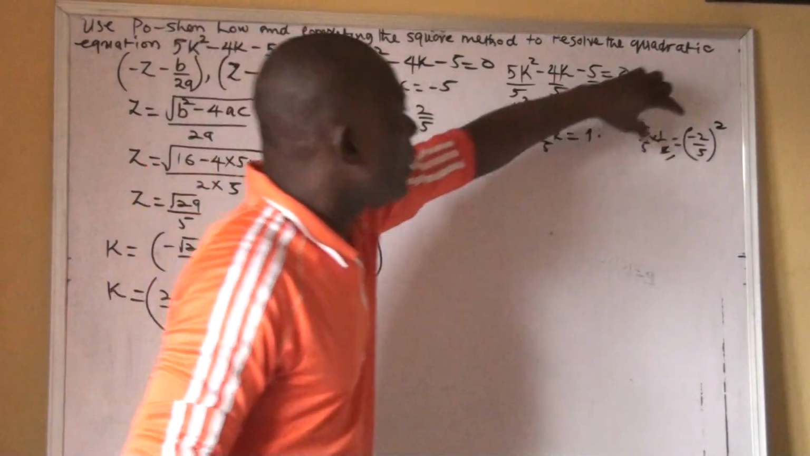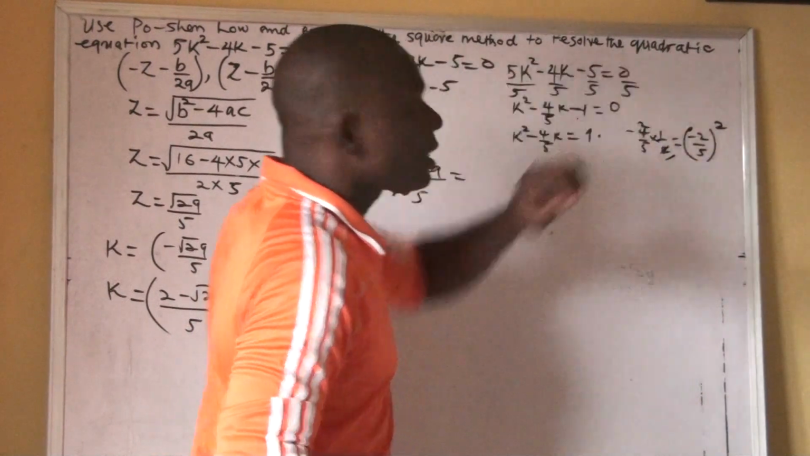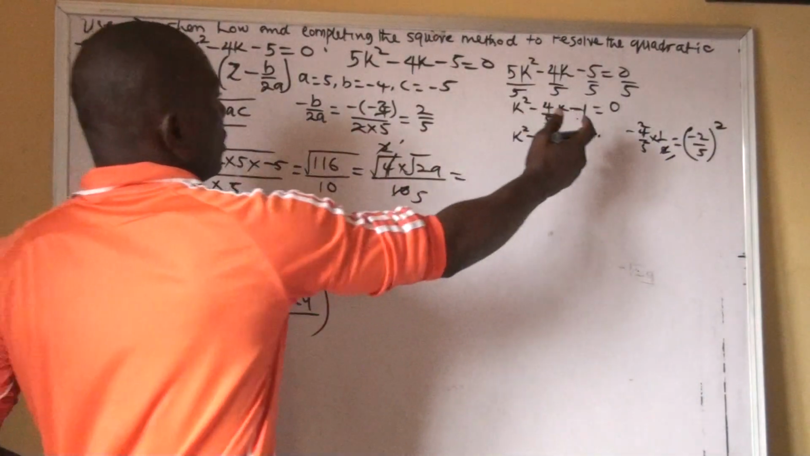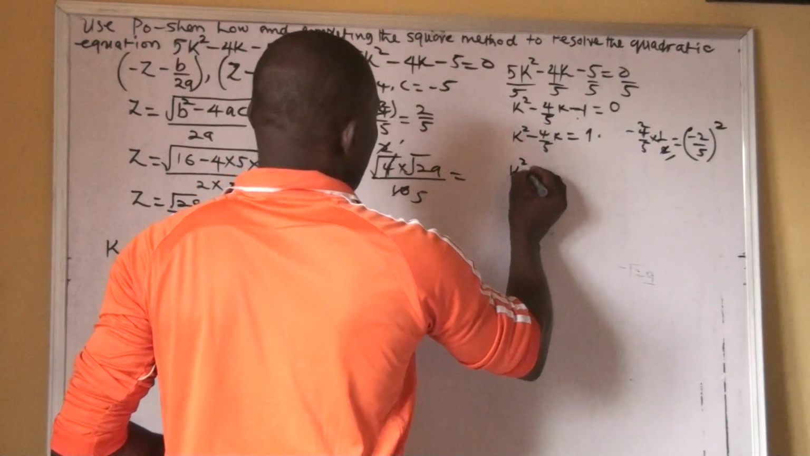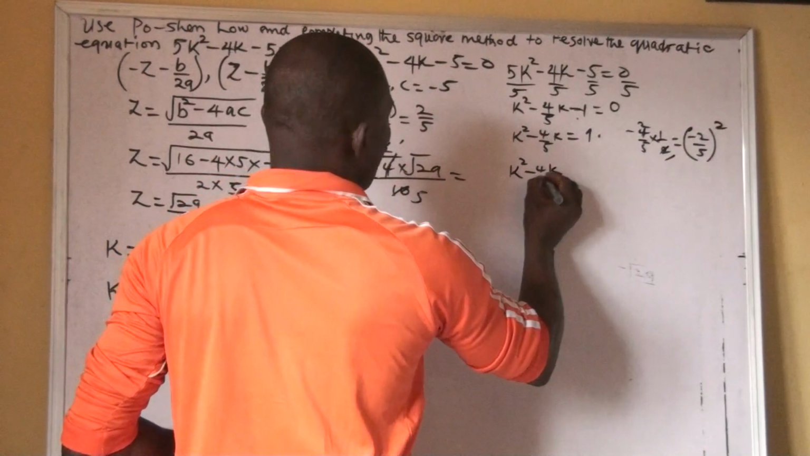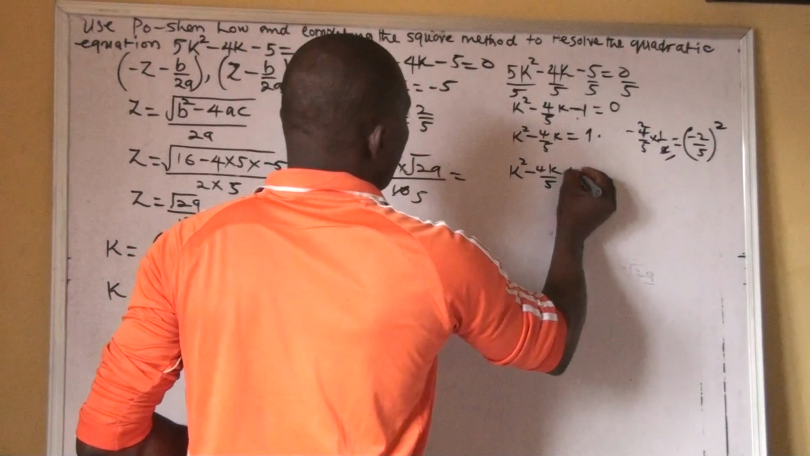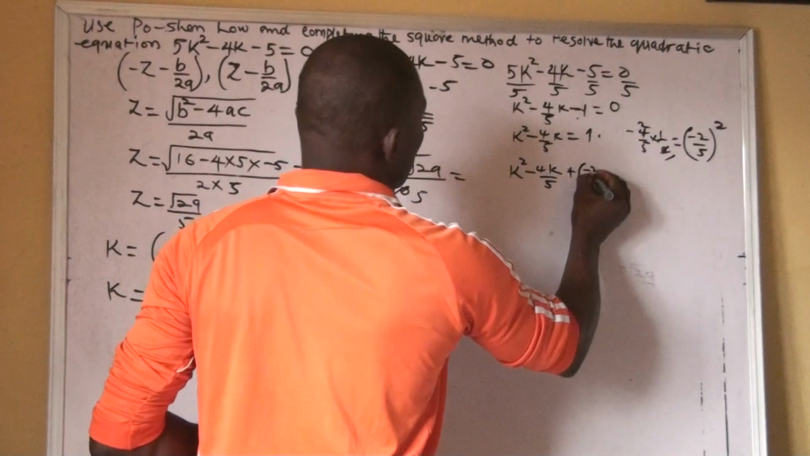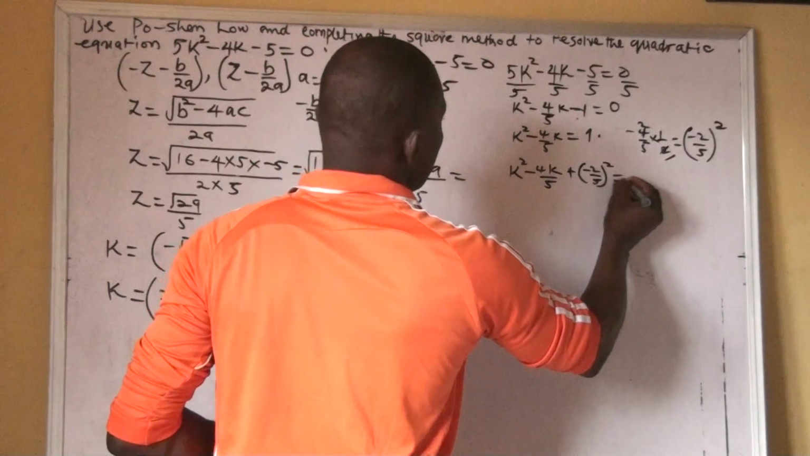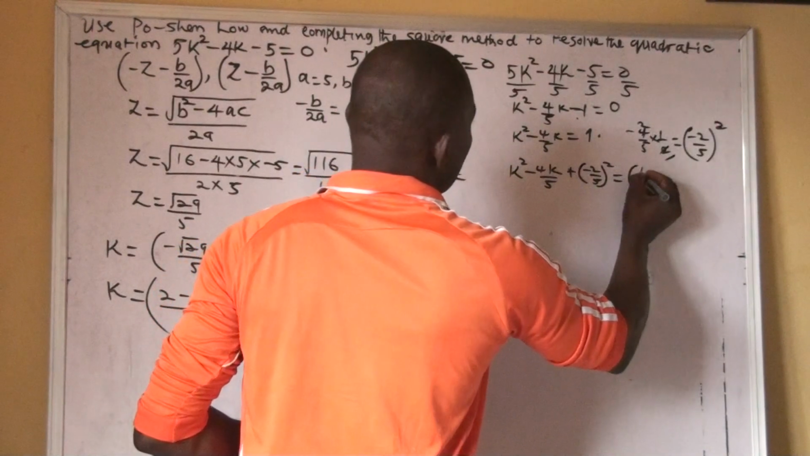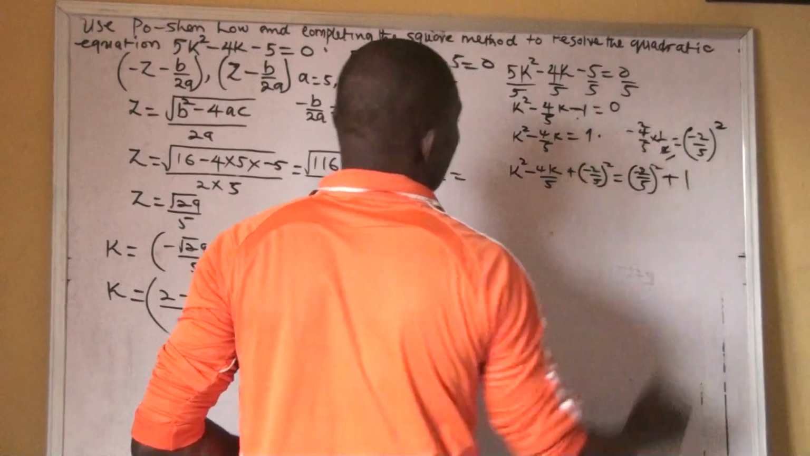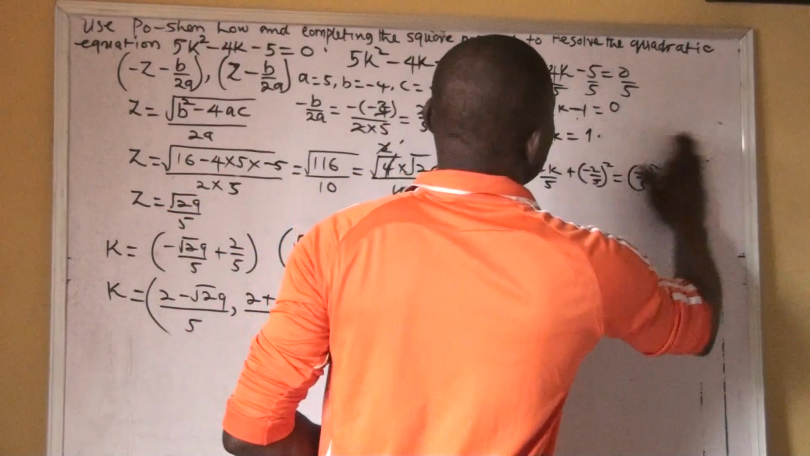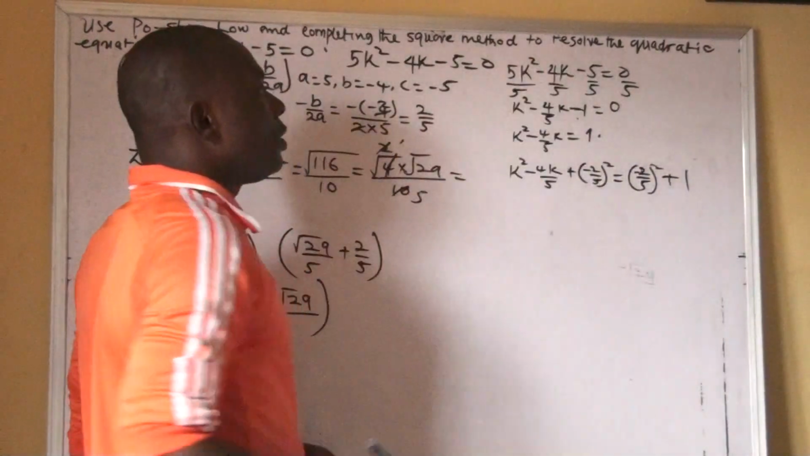So this term here, you add it to both sides of the equation. You add it to the right hand side and the left hand side. So this becomes k squared minus 4k over 5 plus open bracket minus 2 over 5 all square is equal to open bracket minus 2 over 5 all square plus 1. So we have done that. We have added the square of half the coefficient of k to both sides.